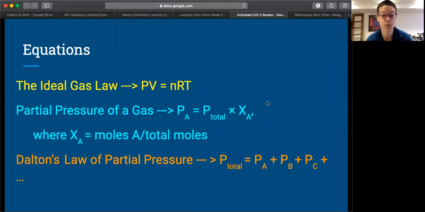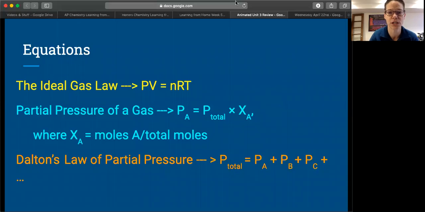Then the next one is the partial pressure and mole fraction one, and then Dalton's law of partial pressure. So those are right there on your formula sheet. The ideal gas law is the one we use the most often because it relates moles. And Dalton's law of partial pressure is how we can get experimental situations in there.